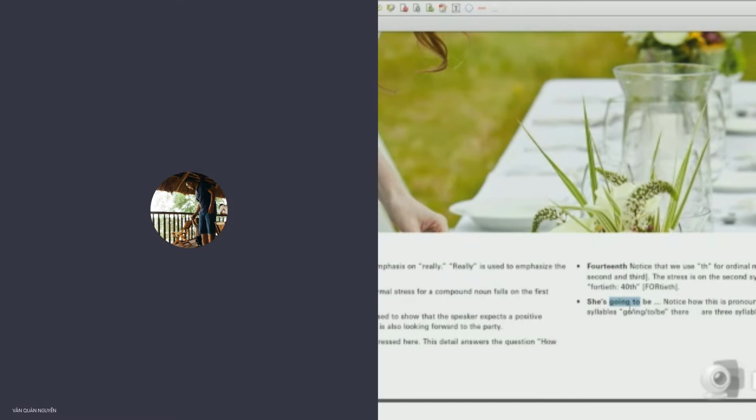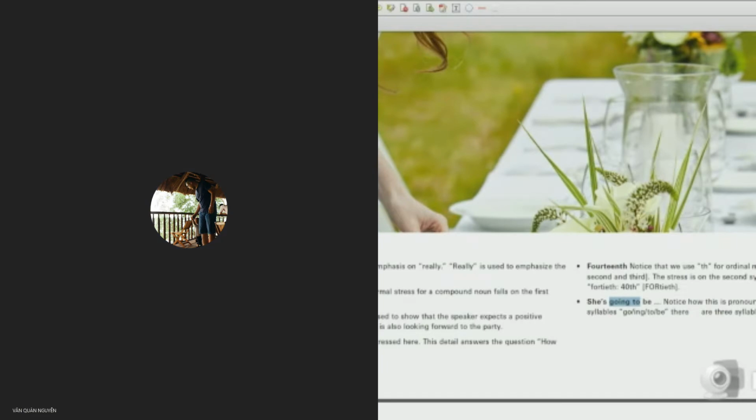I think I understand about this dialogue, this language note. Okay. Perfect.